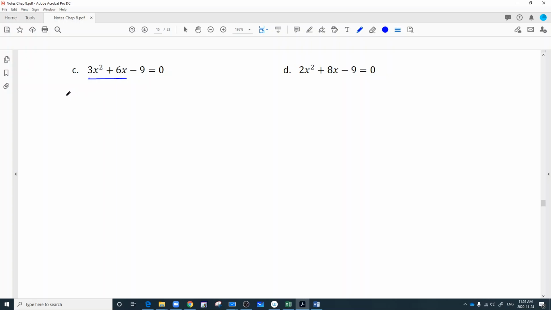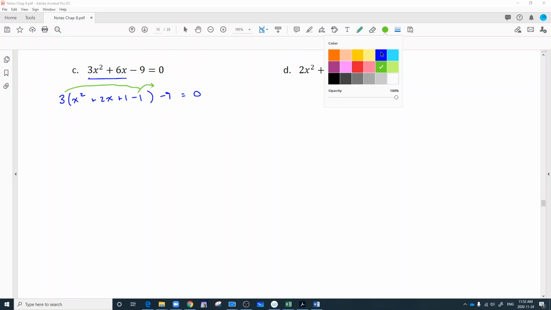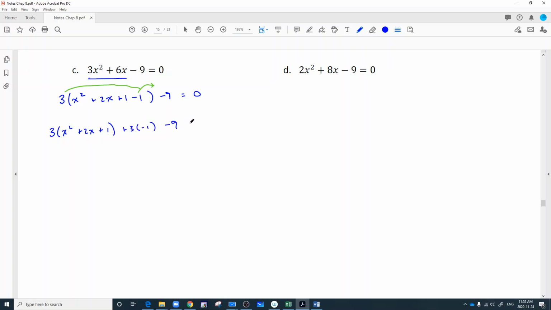I'm going to factor the leading coefficient off your x squared and your x term to be left with 3 times x squared plus 2x bracket minus 9 equals 0. Then you're going to take half your middle term squared, which is 1, and you're going to add it and you're subtracting it. Now, I don't want the negative 1 in there because it doesn't help make my perfect square, so I'm going to multiply it by the 3. So I'm going to be left with 3 times x squared plus 2x plus 1 plus 3 times that negative 1 minus 9.